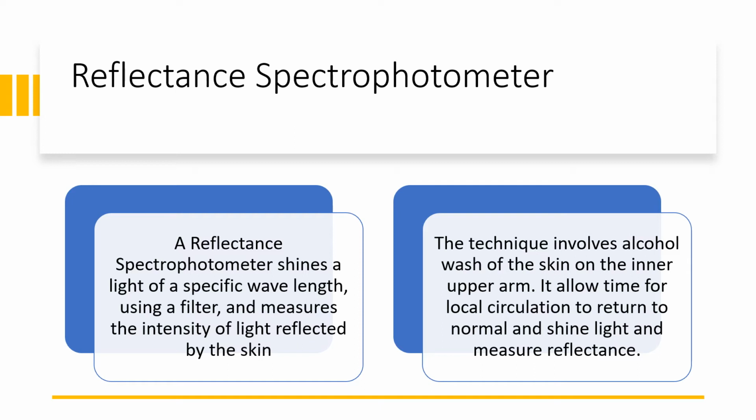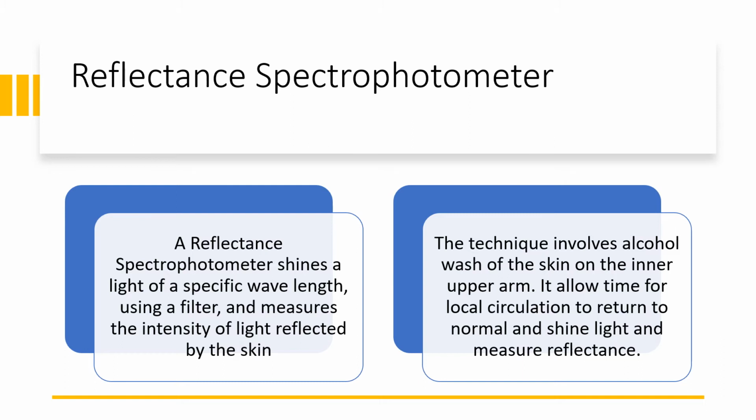This technique involves an alcohol wash of the skin on the inner upper arm, and it allows time for the local circulation to return to normal, and then light is shone and reflectance is measured. So this is a simple equipment used for the measurement of skin color based on the principle of reflectance spectrophotometry.